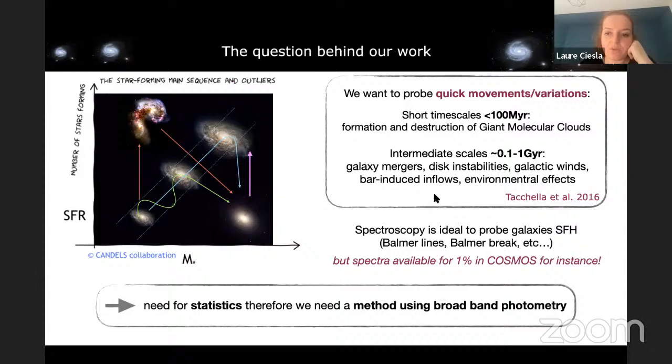And also, because we need to probe very short time scales, we really want to be able to catch the galaxies while they are doing this really short movement. We need a lot of statistics because we are probing a phenomenon that is very short in time. So of course, you need statistics to identify and pinpoint these galaxies.